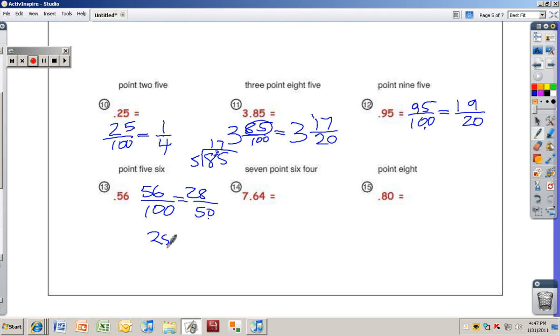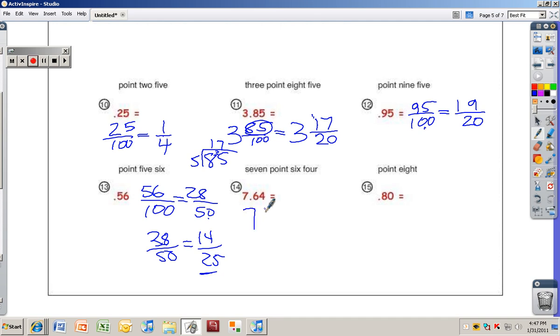There you go. Can I reduce this? Yes. Divide both by 2. What's half of 28? 14. Half of 50? 25. Okay, so can I reduce 14 25ths? No. Probably not, right? 2 and 7 are about the only things that would help, and I'm not going to divide 25 by 14. Okay, got 2 more to go here.